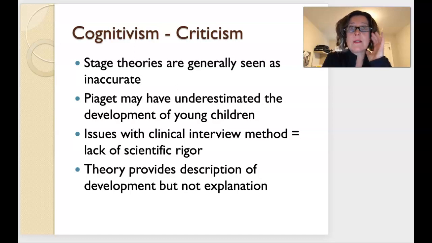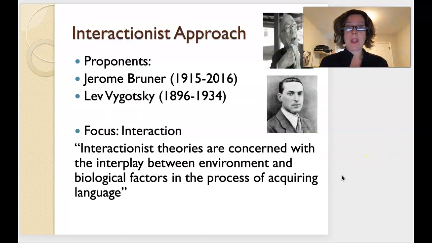So they're saying that what he says in his theory, in his stages, kids can actually do quite a bit more. There's issues of clinical interview method. So they said he really lacked scientific rigor, that he's basing his theories on some tests that cannot necessarily be replicated. And the theory provides description of development, but not an explanation. Not an explanation of why children are at these particular stages at this particular age. Okay, so that's cognitivism.